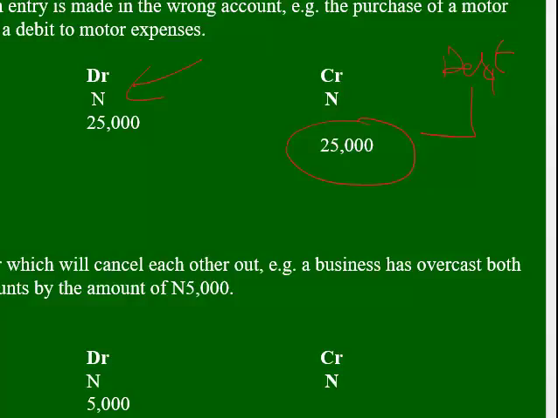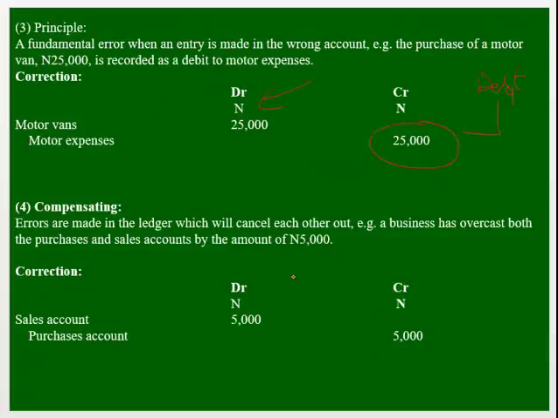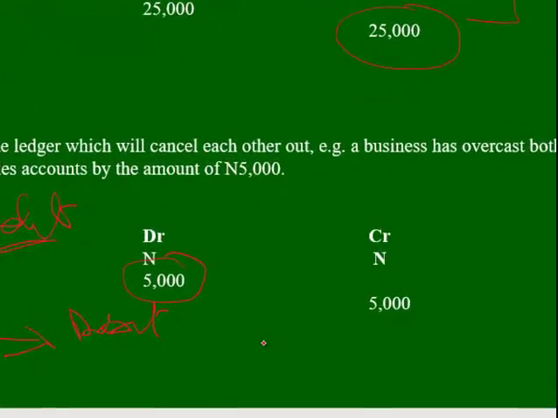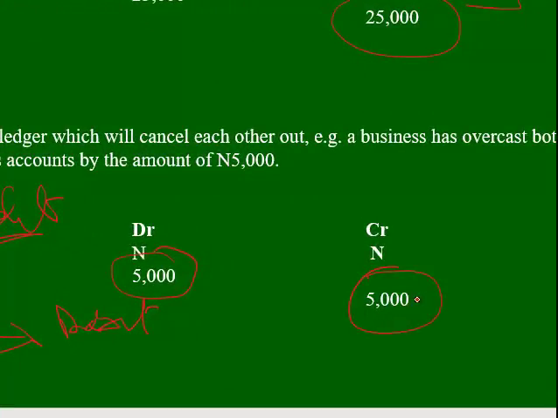Then error of compensating error. Errors are made in ledger which cancel each other. For example, the business has overcast both purchase and sales by 5,000. You have overstated your sales and purchase. Remember your sales account has a credit balance and it has been overstated by 5,000. What do you do to reduce it? You debit it. Remember your purchase account has a debit balance and now we are told that it has been overstated by 5,000. Then what do you do? You credit it to reduce it. So with that, you adjust. This is how we correct this particular error.